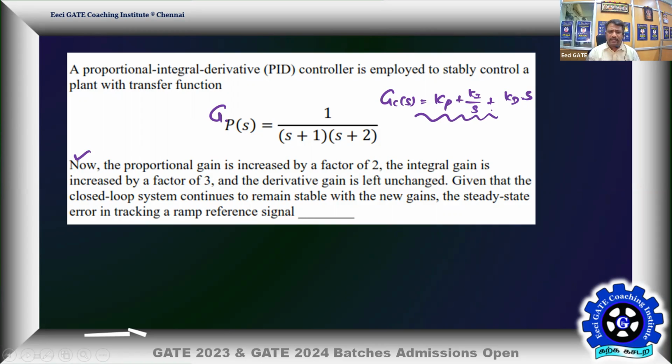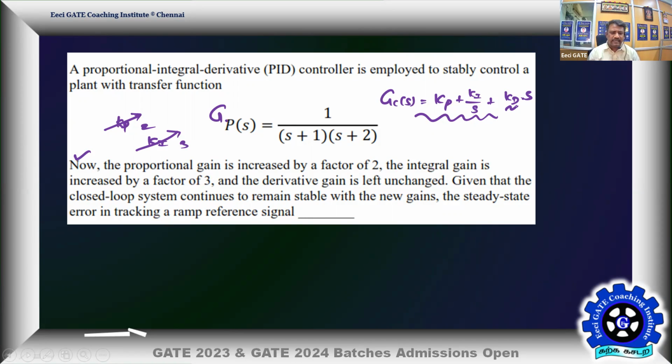So we have a PID controller that is employed to stabilize a plant having this transfer function. That is our system to be controlled. The proportional gain is increased by a factor 2, that means Kp doubles, and the integral gain is increased by a factor 3. The derivative gain is not changed. So Kp is doubled, Ki is increased 3 times, and the derivative gain remains unchanged.